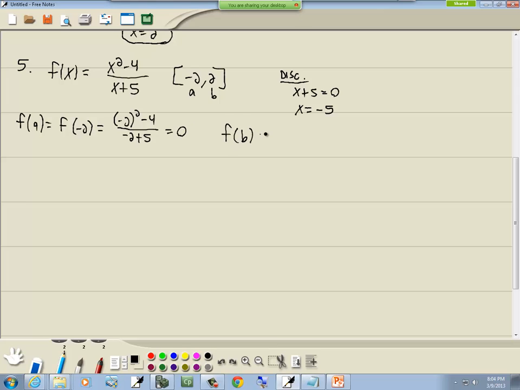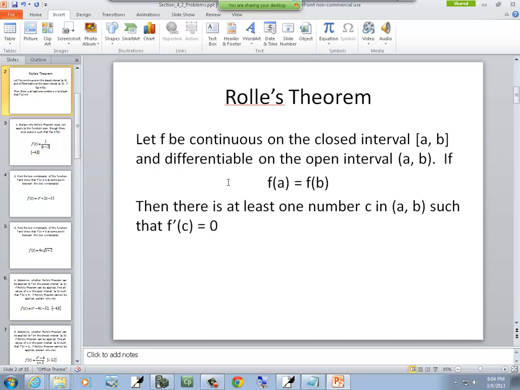Let's find f of b now, which is f of 2. Put 2 in for the x. I got 2 squared minus 4 over 2 plus 5. Well, 2 squared is 4, and again, 4 minus 4 gives us 0. So we have 0 over the 7, which gives us 0. So f of a is equal to f of b. So that's okay. That says then we can do it.